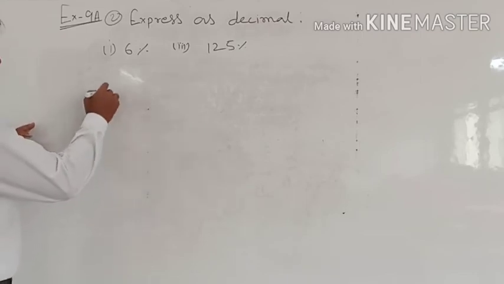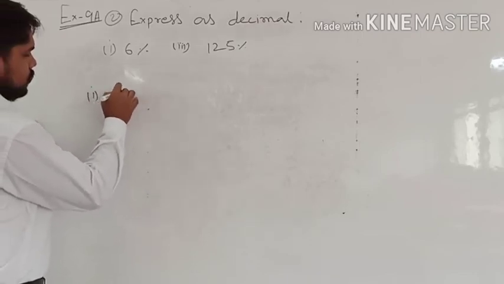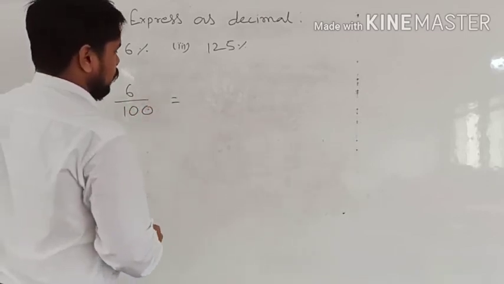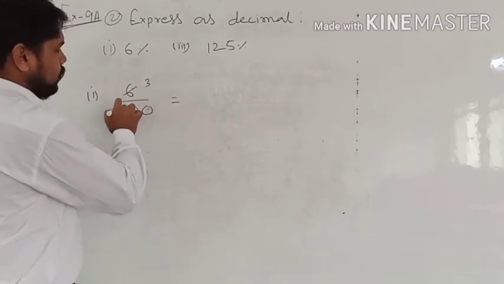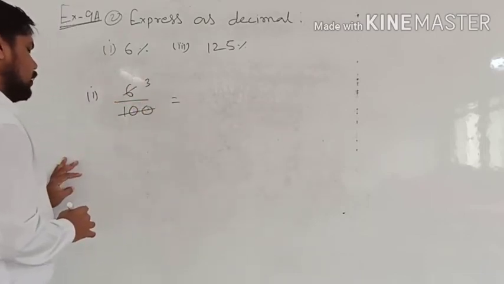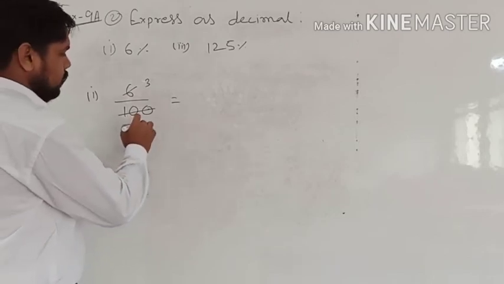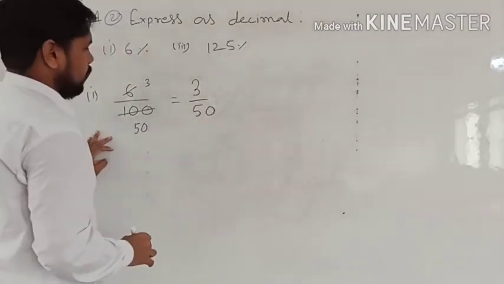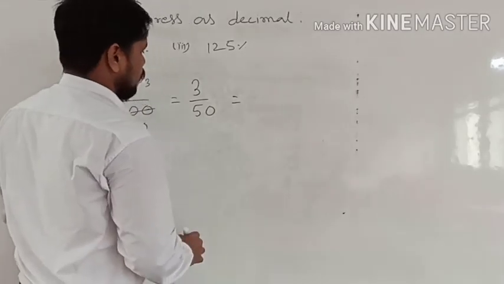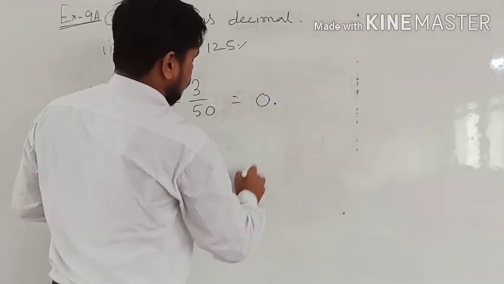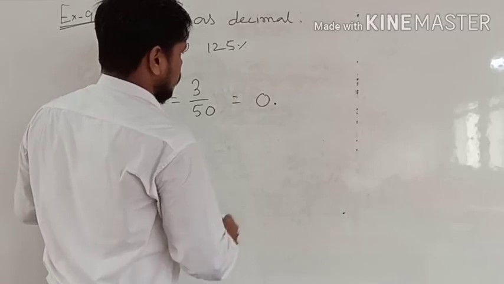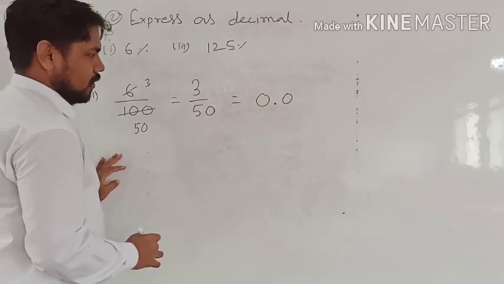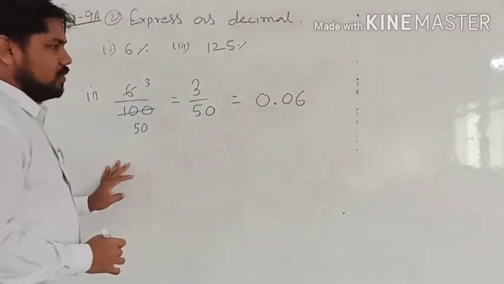Here we have 6%. So 6% means first 6 divided by 100. If you reduce it into the lowest fraction, 3 times 2 is 6, and 2 times 5 is 10, so 3 by 50. So 3 divided by 50, if you divide this, it will be 0 decimal, 30, then 0, 300, 6 times 50 is 300, right? So 0.06 will be the answer.